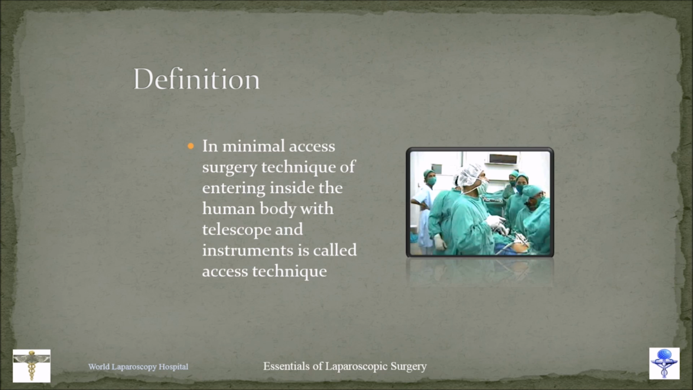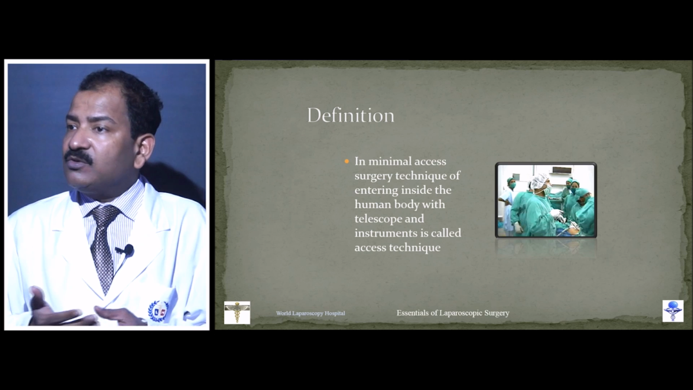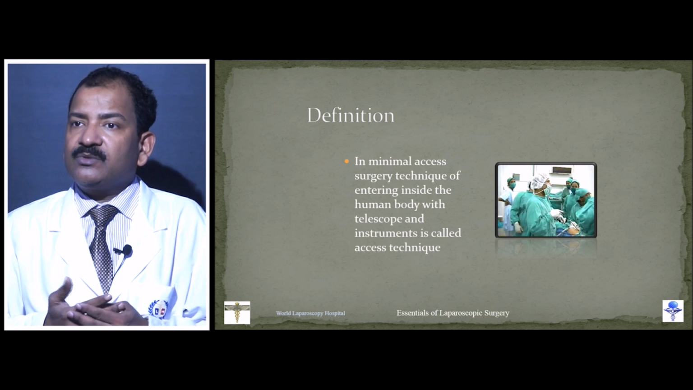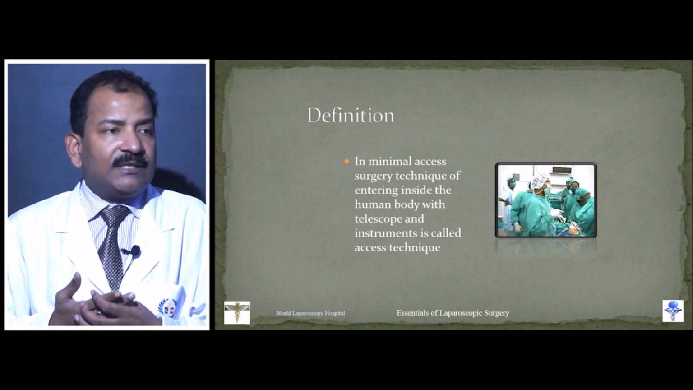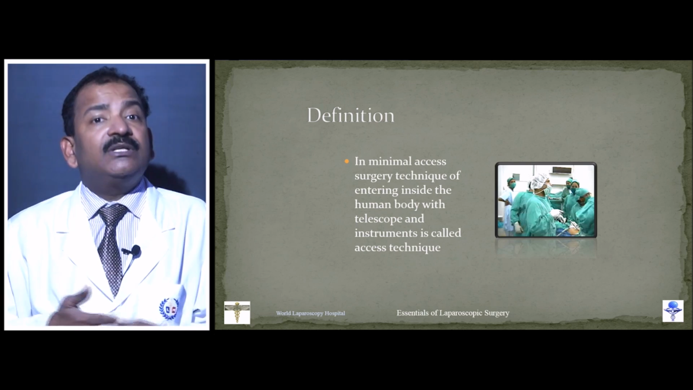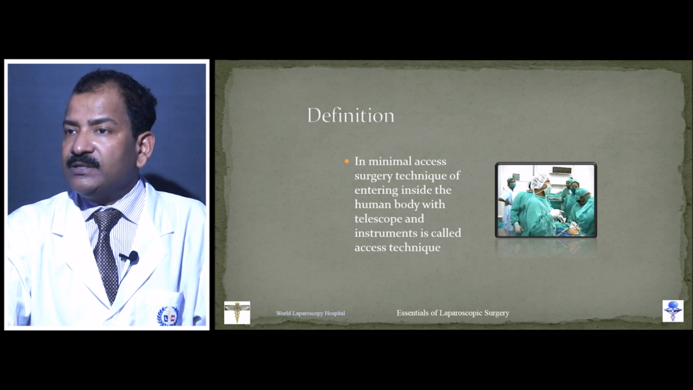Like for totally extraperitoneal hernia surgery, access will be different. For hysteroscopy, access will be different. For laparoscopy, it will be different. For thoracoscopy, it is different. So, it is a minimal access surgical procedure to enter into the different abdominal cavities or human body with the telescope and instrument. There are two types of access.